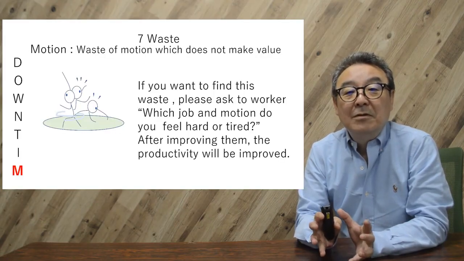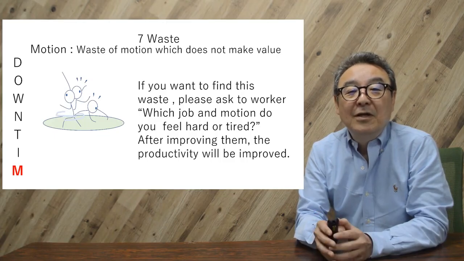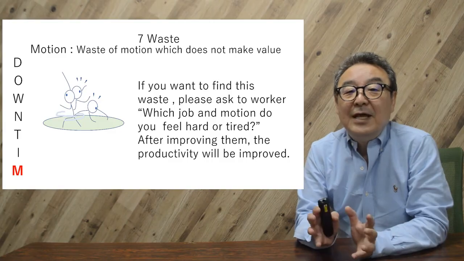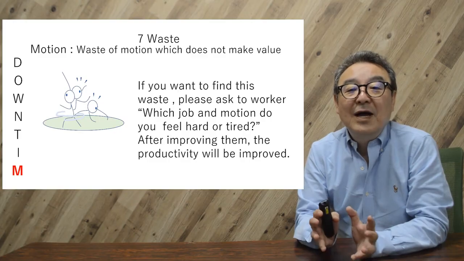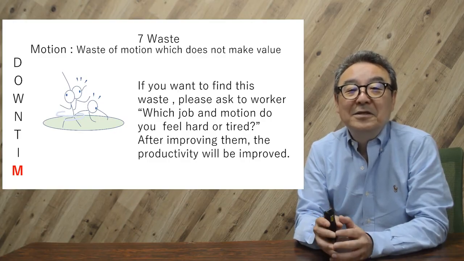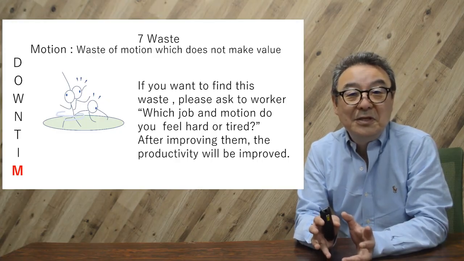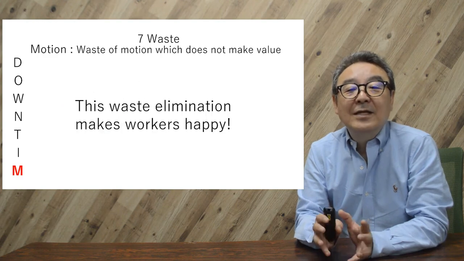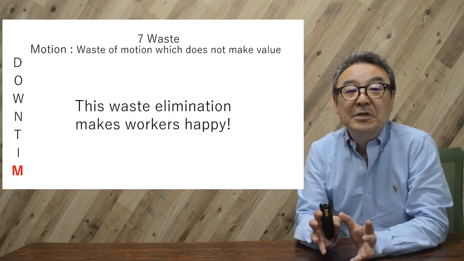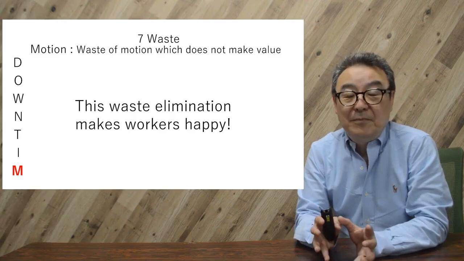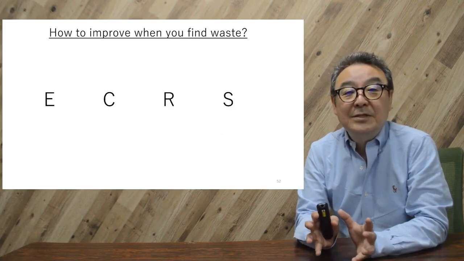Finally, M, motion. Waste of motion, which doesn't make value. If you want to find this waste, please ask the workers: which job or motion do you feel is hard or tiring? Maybe that motion is waste. So if you find it, please eliminate it. Also, this waste elimination makes workers happy. So these are the 7 wastes.